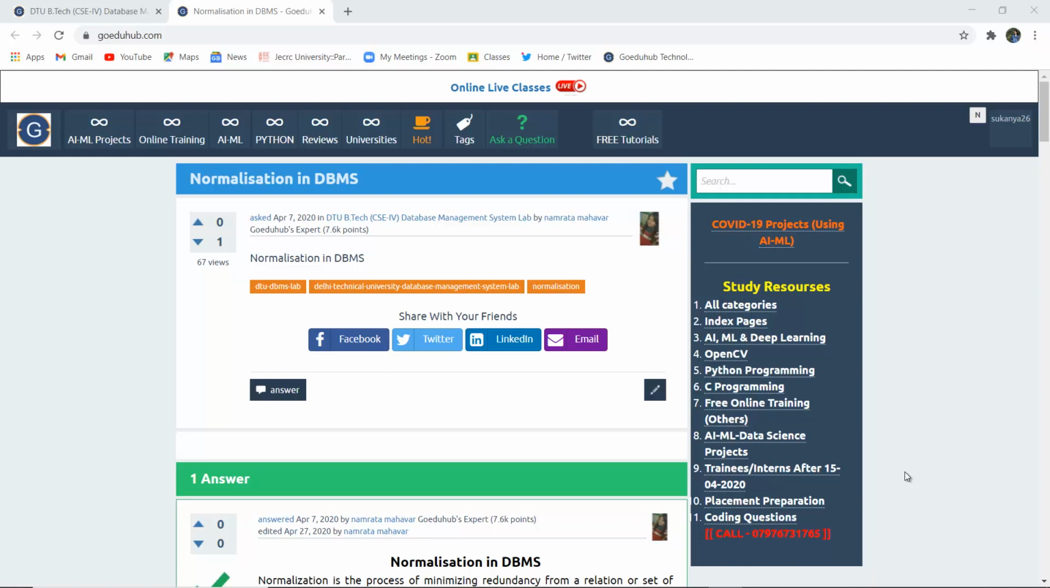Normalization in DBMS. What do we actually mean by normalization and why is it needed? What are the several types or forms of normalization in a database management system?